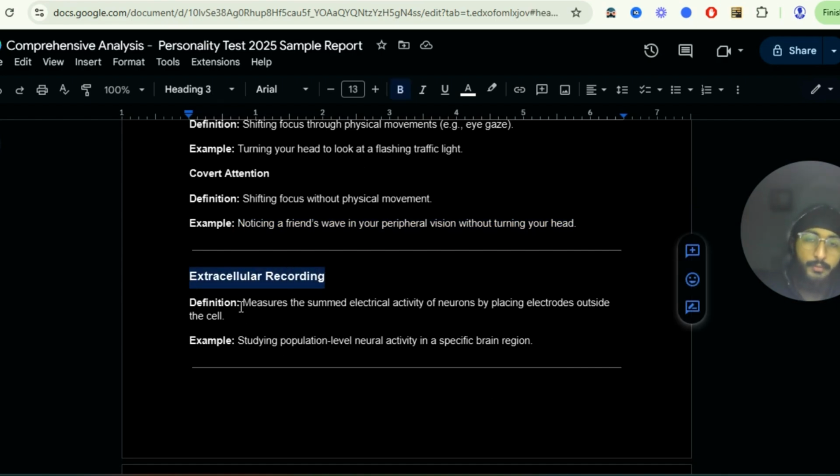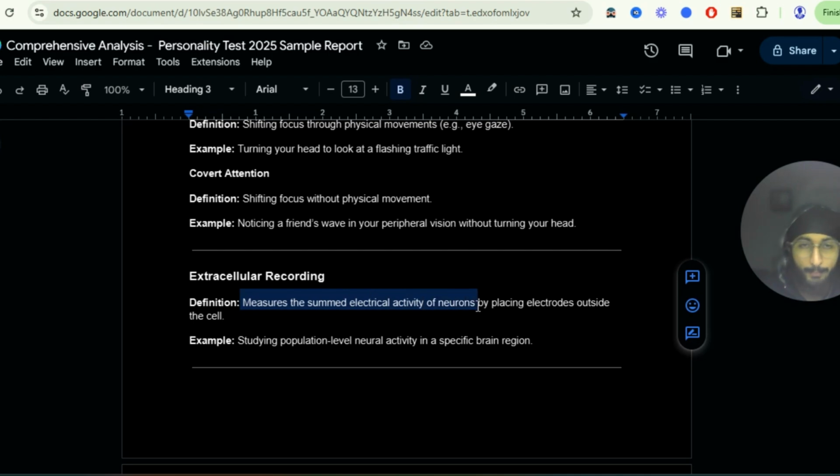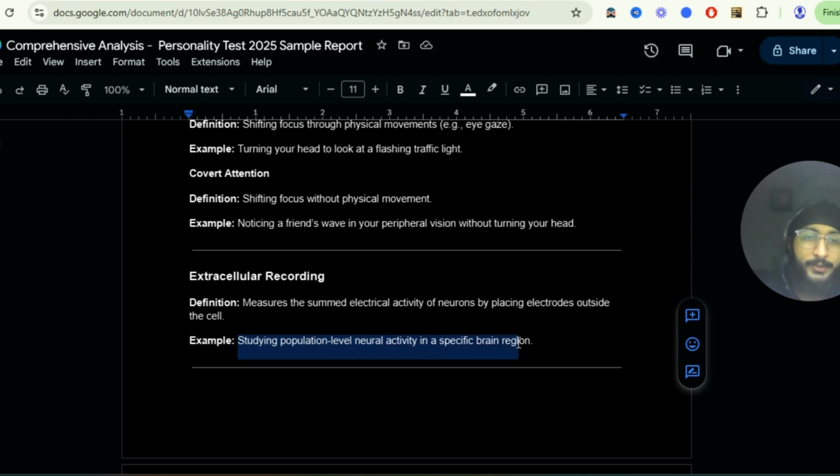Extracellular recording definition: measures the electrical activity of neurons by placing electrodes outside the cell. Example: studying population-level neural activity in a specific brain region.